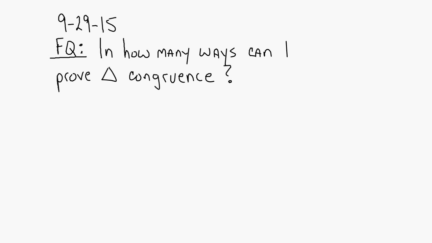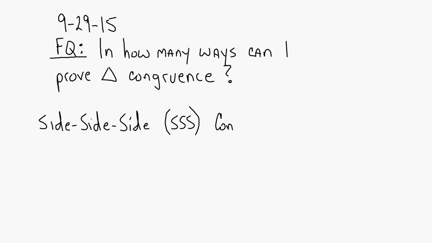And the first postulate in this section is the side, side, side postulate. What the side, side, side postulate says is if three sides of one triangle are congruent to three sides of a second triangle, then the triangles are congruent.